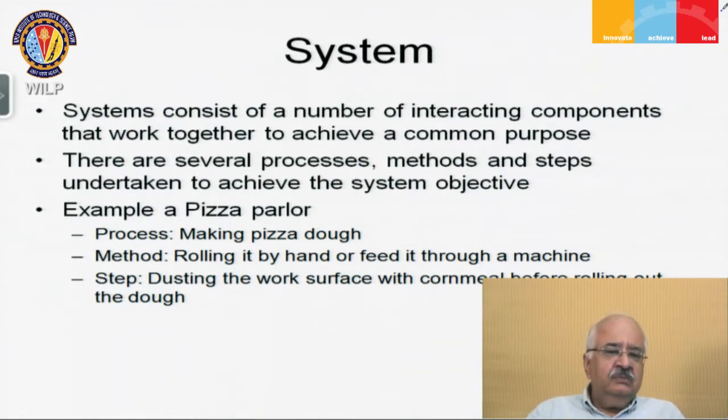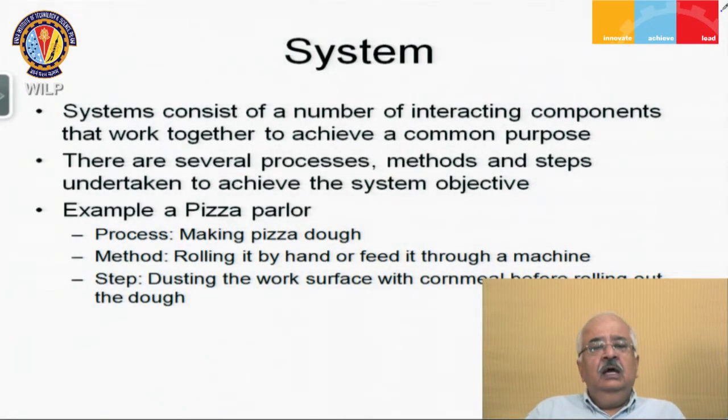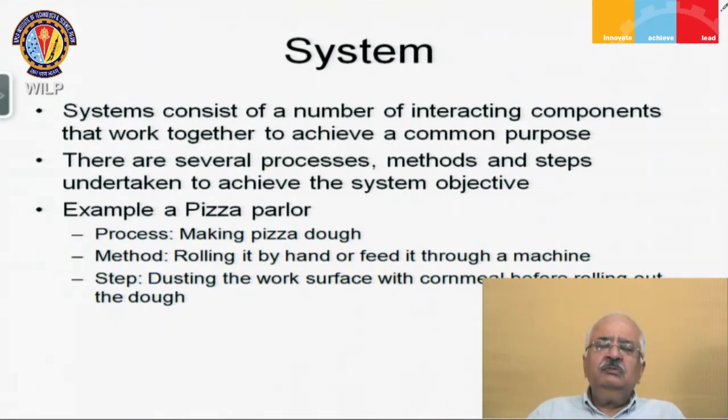So what is a system? A system basically consists of a number of interacting subsystems or components which work together in order to achieve a common purpose, which is the purpose of the system as a whole. Okay, and note that when we talk about a system and the components of the system, the components in and of themselves do not have an identity of their own.